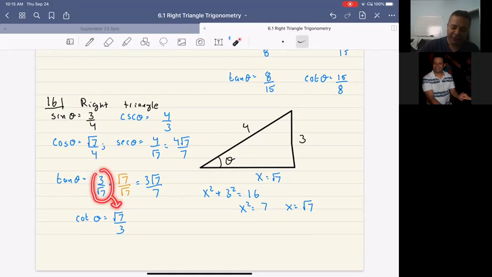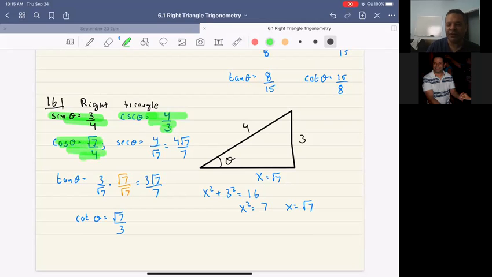So there you have all of them. The sine theta was given. Cosecant theta, flip it. Cosine theta, you needed to resolve the triangle. Secant theta, you needed to rationalize after flipping. Tangent theta needed to be rationalized. And cotangent theta just followed.